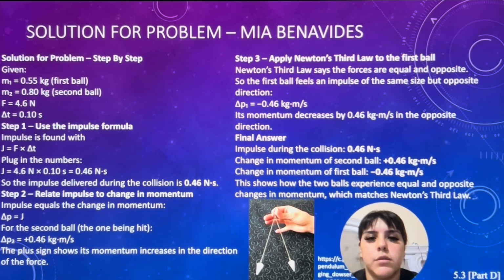Step 3 uses Newton's third law. The first ball receives an equal and opposite impulse, so its change in momentum is negative 0.46 kilogram meters per second, which means its momentum decreases in the opposite direction. Final answer: the impulse is 0.46 newton seconds. The second ball's momentum change is positive 0.46 kilogram meters per second. The first ball's momentum change is negative 0.46 kilogram meters per second.